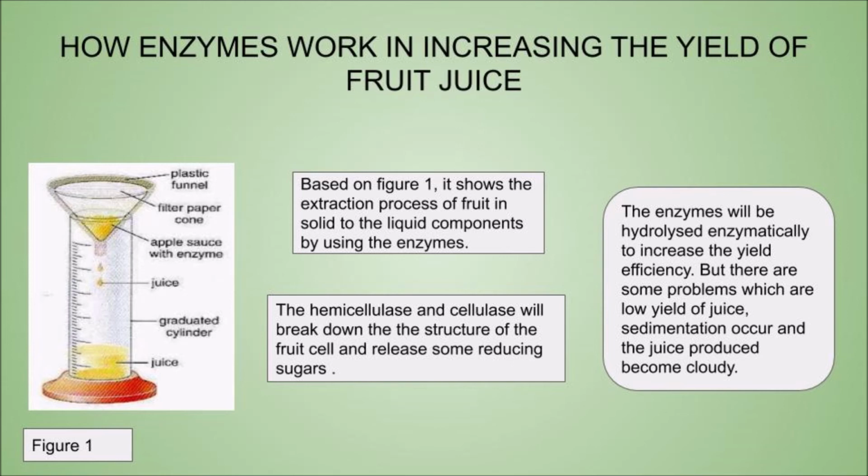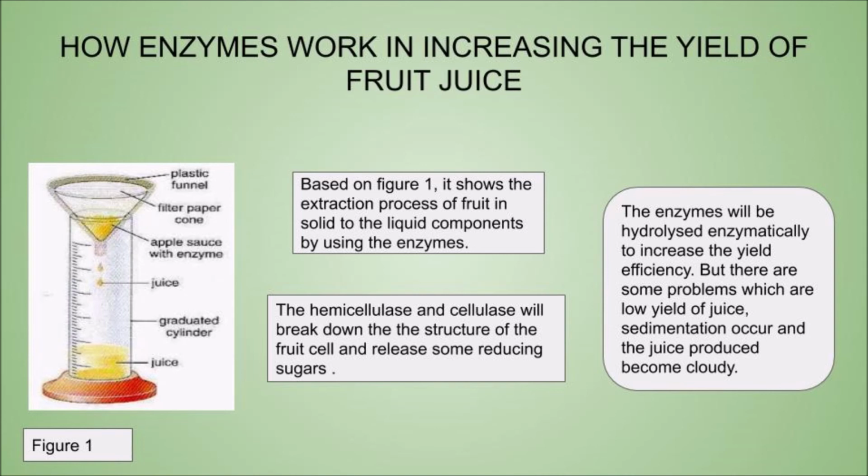So now I will proceed to how enzymes work in increasing the yield of the fruit juice. Based on Figure 1, it shows the extraction process of the fruit, which is the apple, from solid to liquid components by using the enzymes. The hemicellulase and the cellulase will break down the structure of the fruit cell and the cell wall of the fruits and release some reducing sugars. Those enzymes hydrolyze enzymatically to increase the yield efficiency of the fruit juice.